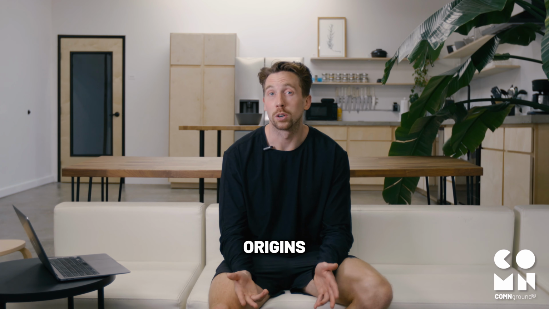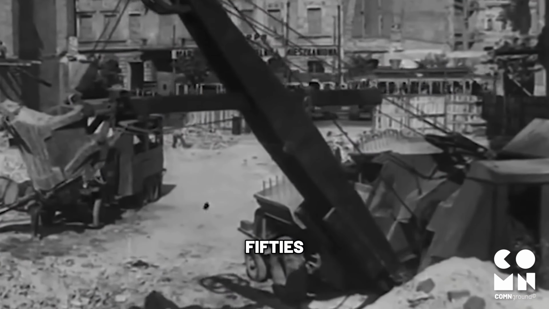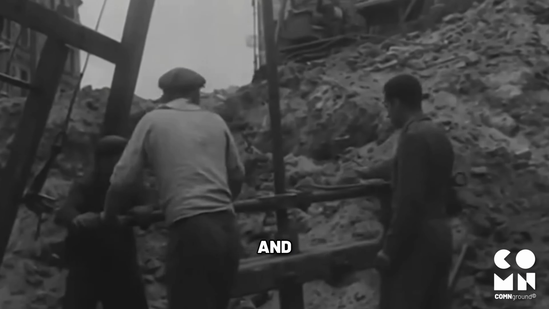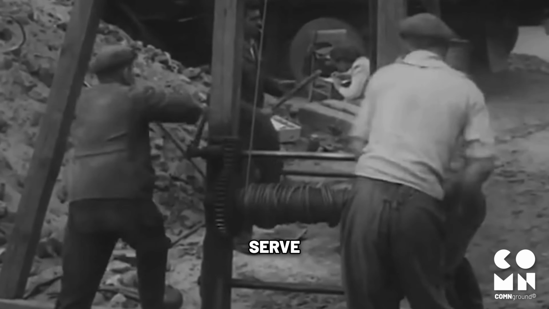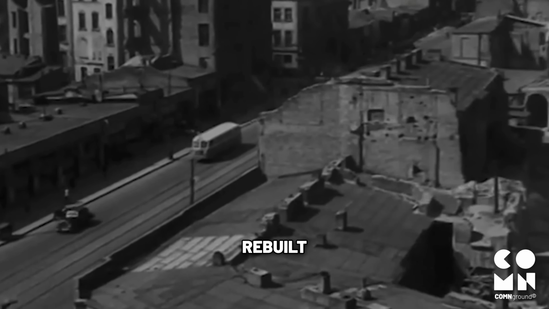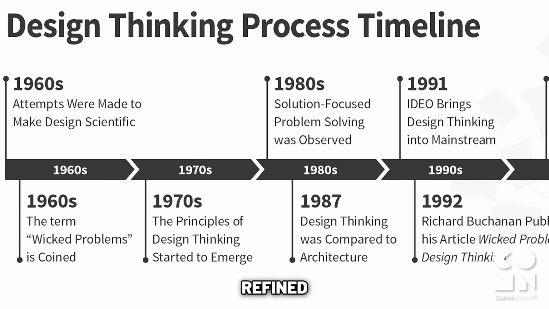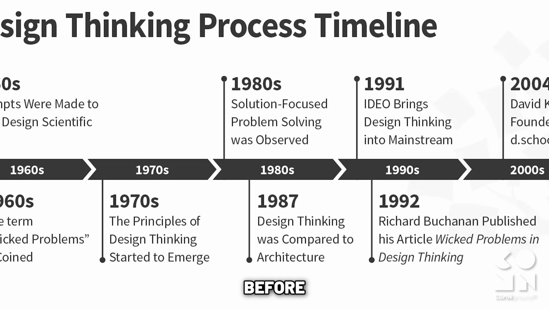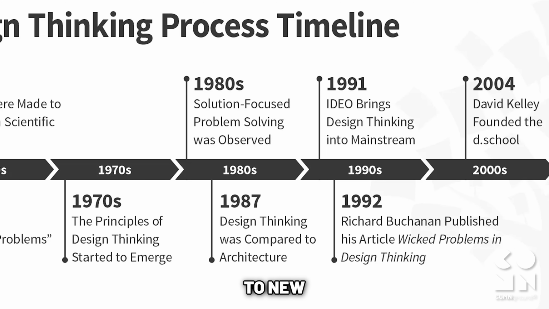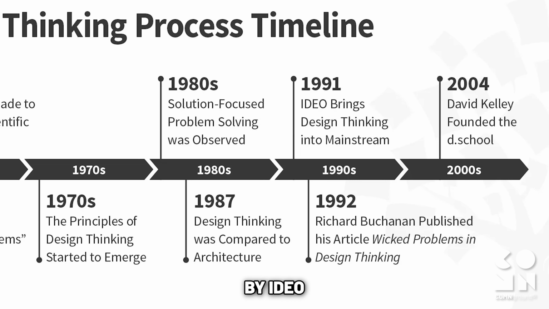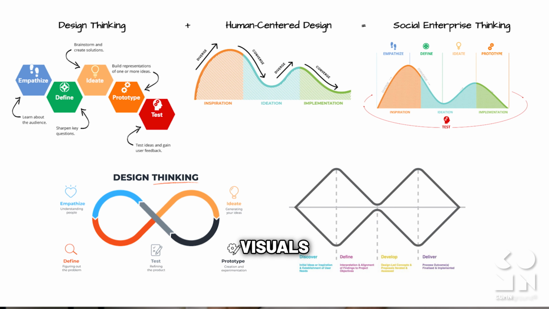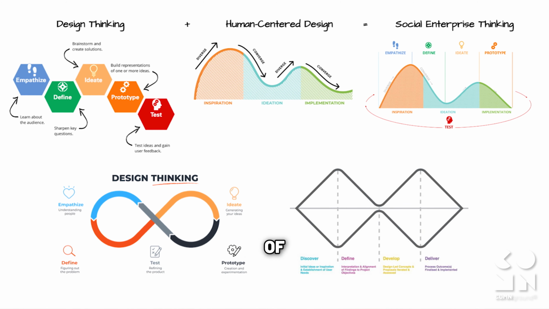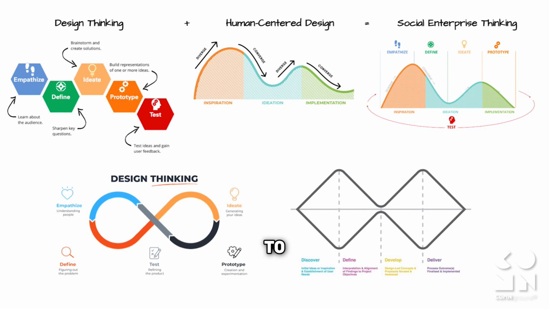This process has its origins post-World War II in the 50s and 60s, mainly in architecture and engineering, as they grappled with how to use technology to serve new needs and problems as they rebuilt society. The process was later refined by Stanford Design School, before then being commercialized and brought to new companies and industries by IDEO. Now, if you Google design thinking, you're going to see a lot of different visuals, from hexagons to figure of eights, double diamonds to wavy graphs.